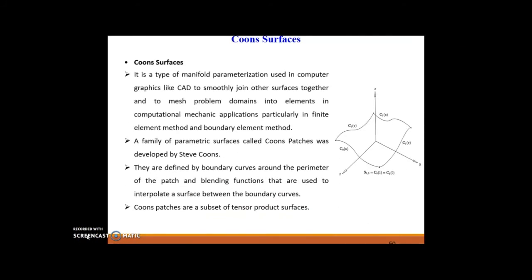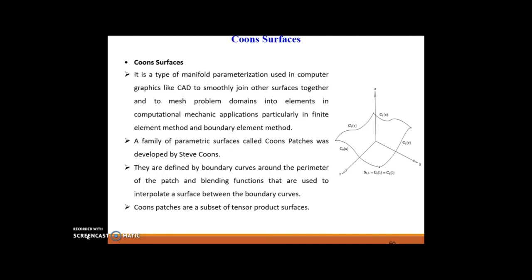Hello everyone, let's see what a Coons surface is. A Coons surface is a type of manifold parameterization used in computer graphics and CAD to smoothly join other surfaces together and to mesh problem domains into elements in computational mechanics applications, and more particularly in the finite element method and boundary element method. So you have a type of parameterization in the Coons surface, used in computational mechanics applications, in the finite element method and boundary element method.